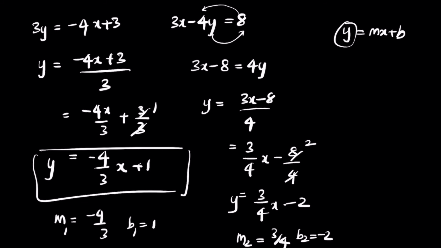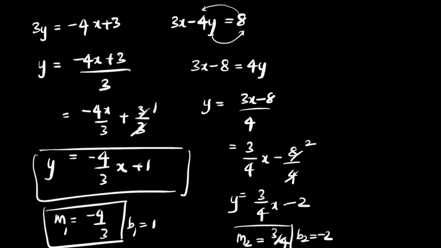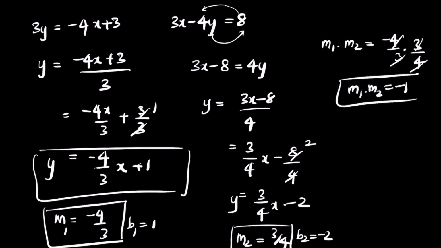Now if you want to find whether they are parallel or perpendicular, first we want to find whether the slopes are equal. They are not equal because one is minus 4 by 3, the other is 3 by 4. Next we want to check whether they are perpendicular. So try m1 times m2. m1 is minus 4 by 3 times 3 by 4. So 3 gone, 4 gone, you will be left with negative 1. So you get m1 times m2 equal to minus 1, which means the two lines are perpendicular.